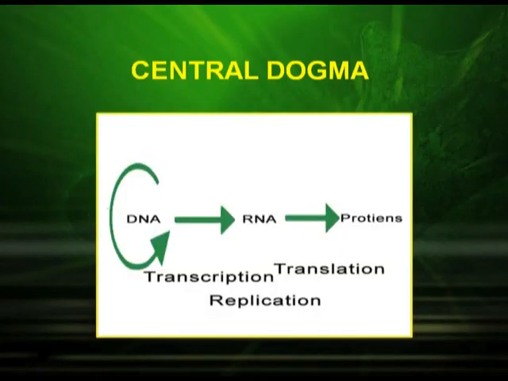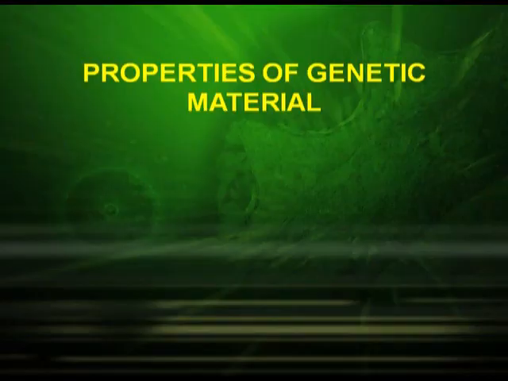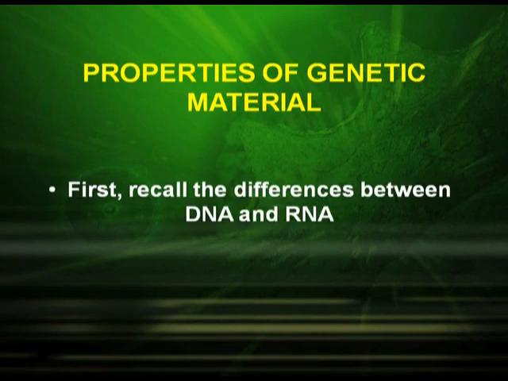Now we have to go back to the central dogma which was proposed by Francis Crick. What does this central dogma say? This says that DNA forms RNA and RNA forms protein. To understand the properties of genetic material, let us first recall the differences between DNA and RNA.